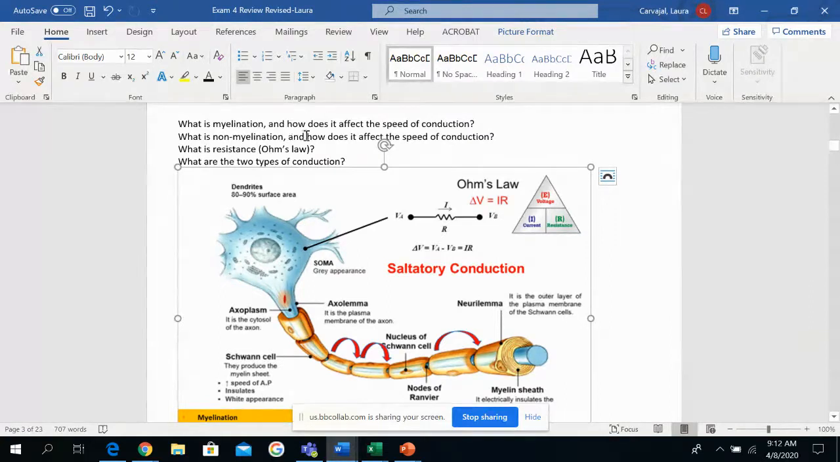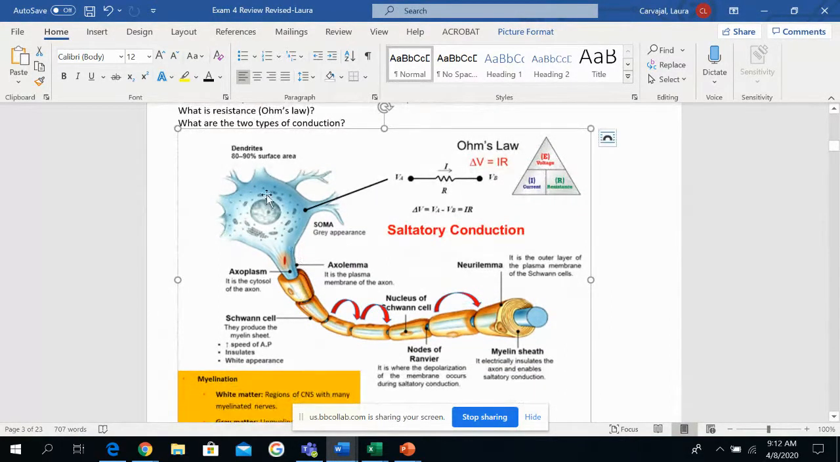Okay, what is non-myelination and how does it affect the speed of conduction? Non-myelination is basically when you have a neuron that doesn't have any of these guys on top of it, any Schwann cells. As a result, if you don't have the insulation, that message, that electricity being propelled through, that voltage, is not going to be able to move as fast as you would like it to.